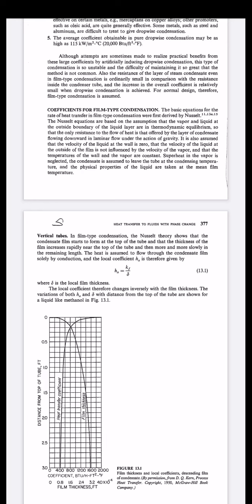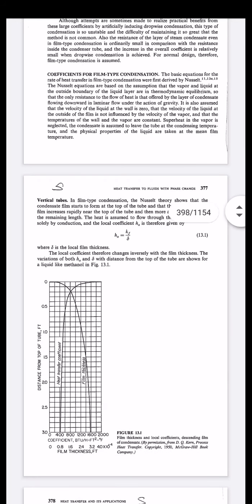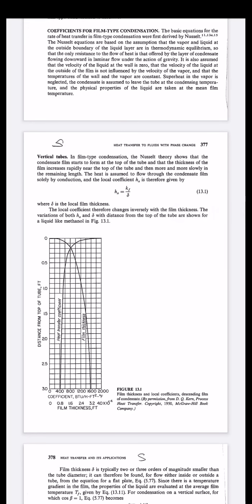So mathematically we may say hx is equal to kf upon del, where hx is nothing but the individual heat transfer coefficient, or film coefficient we can say, and kf is nothing but the thermal conductivity of that fluid layer or film layer. So kf is called fluid or film because the condensate is nothing but the fluid, that is liquid. So hx is equal to kf upon del, where kf is the thermal conductivity of the film and del is the film thickness.